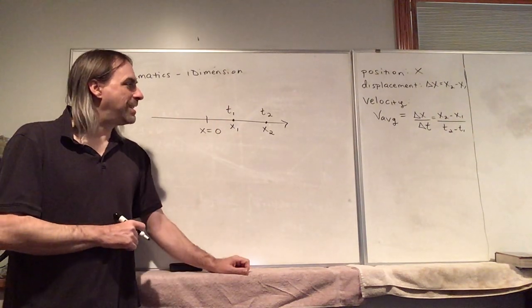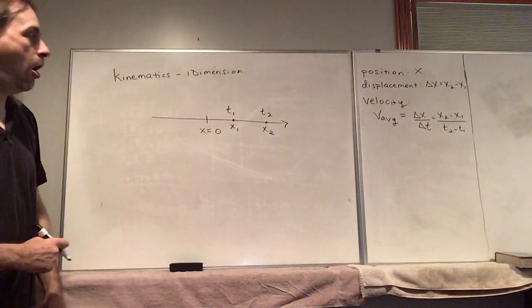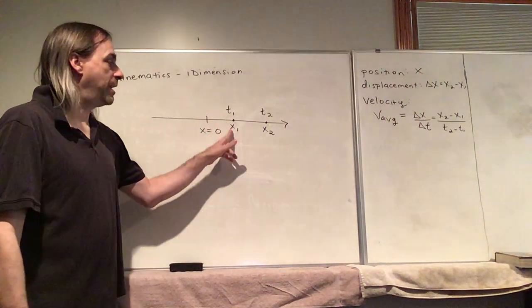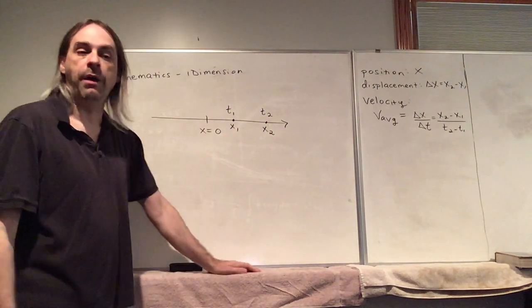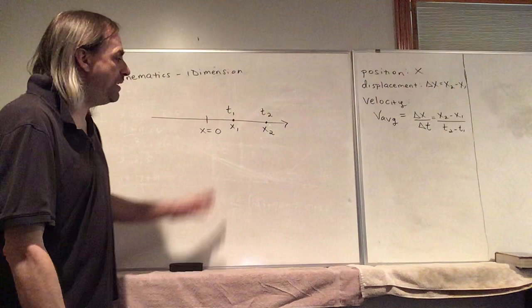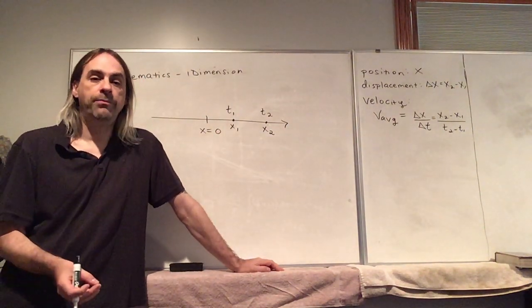Okay, now this is an average velocity. It doesn't tell us too much information, really. Because all I've really told you is that we're starting here and ending here, and how long it takes to get from one point to the other. But we have no idea what happened in between times t1 and t2.